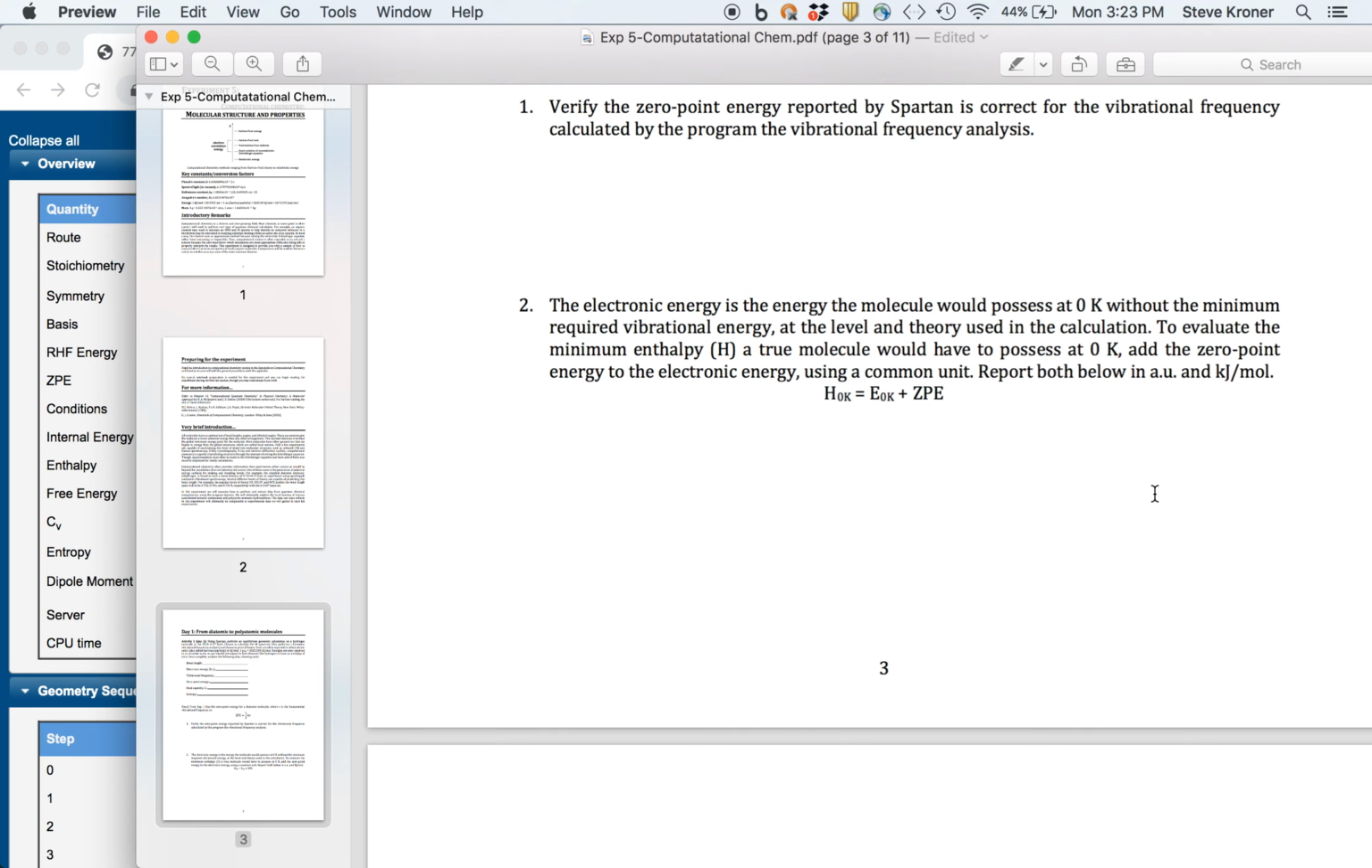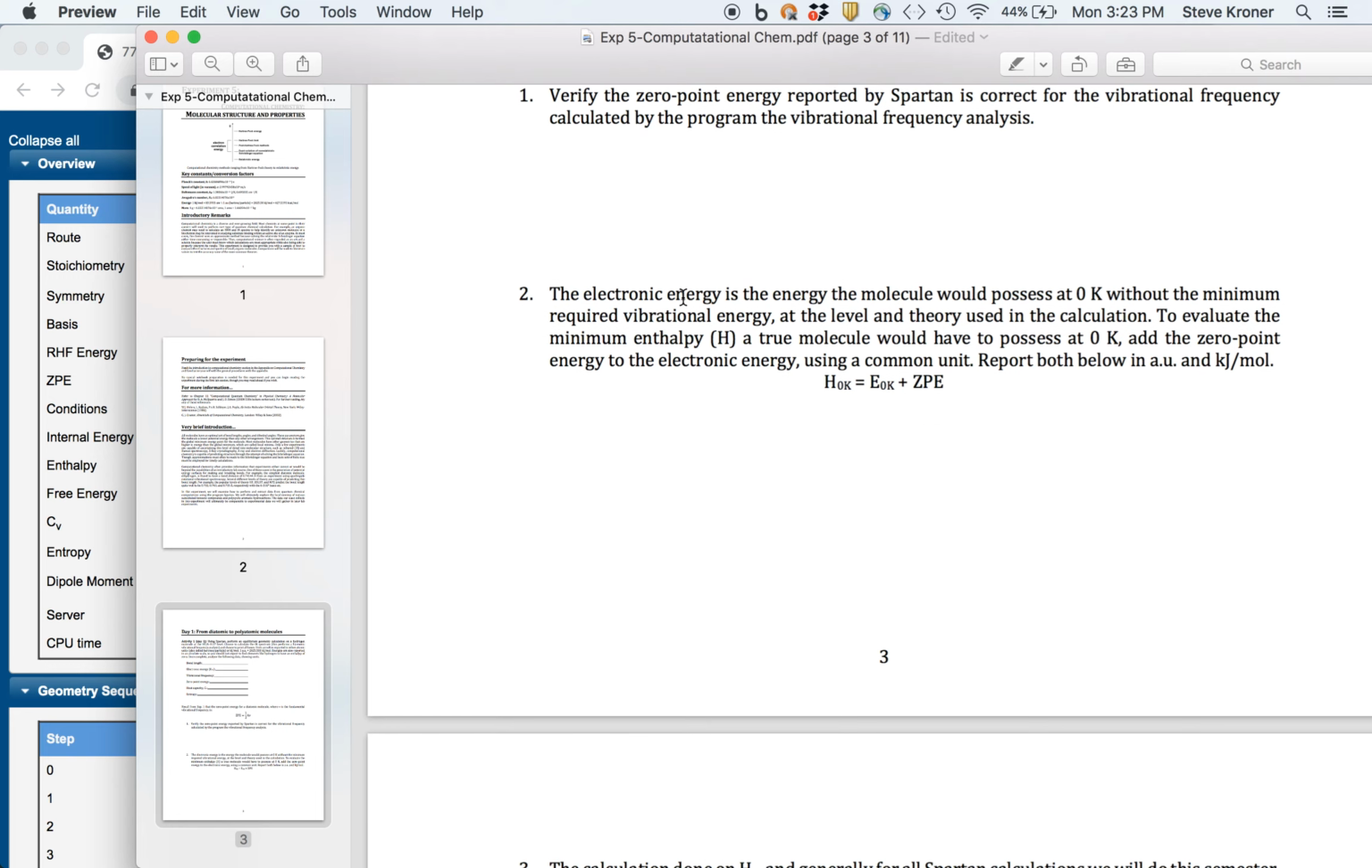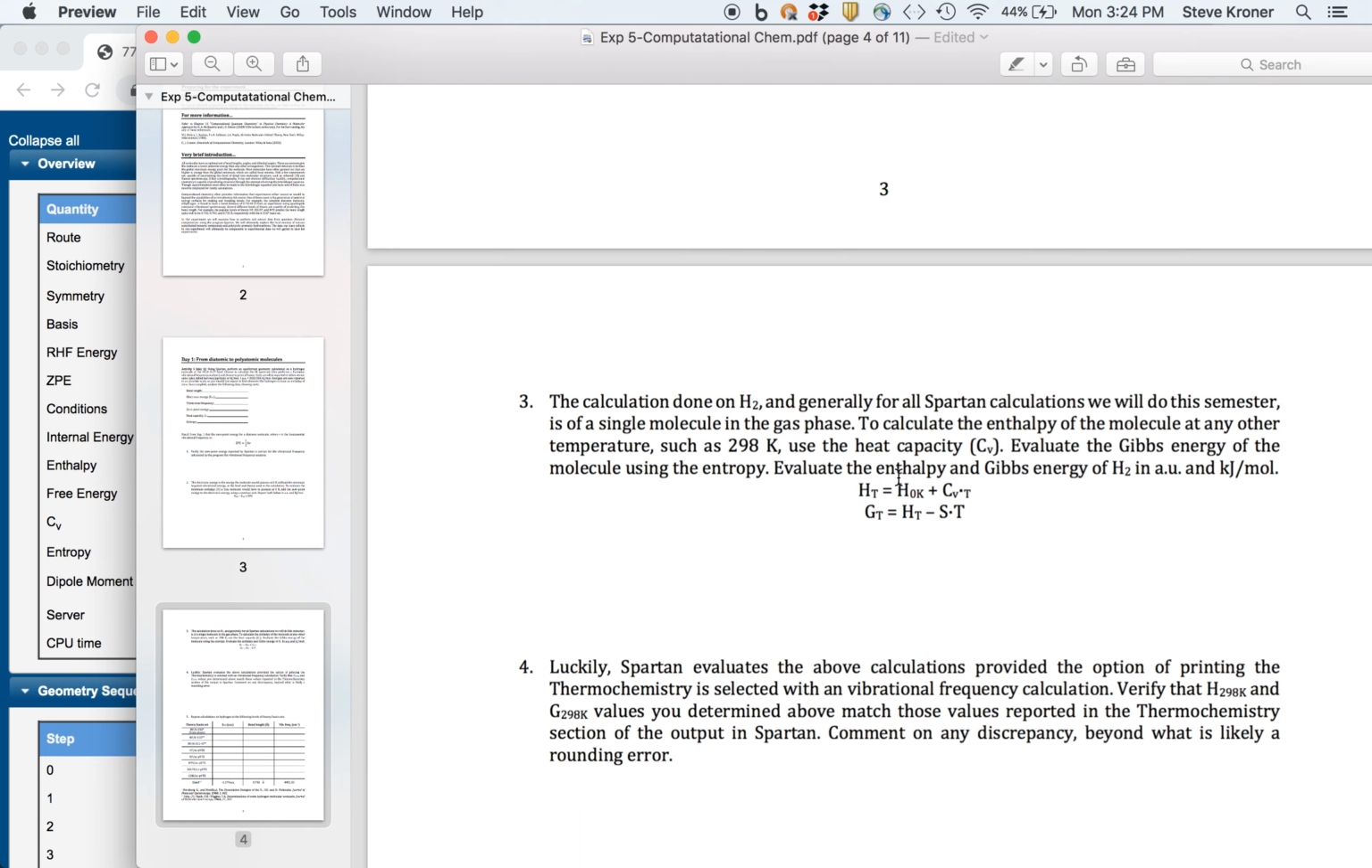just some basic equations like the speed of light. Part 2 is then using the idea that the H0K would be the E0K plus the ZPE. So it would be our electronic energy plus the ZPE. Then that allows us to take the heat capacity times temperature to then add on to the enthalpy at 0K to give us the enthalpy at 298K.